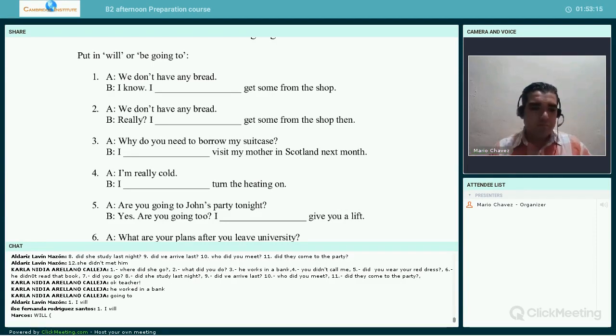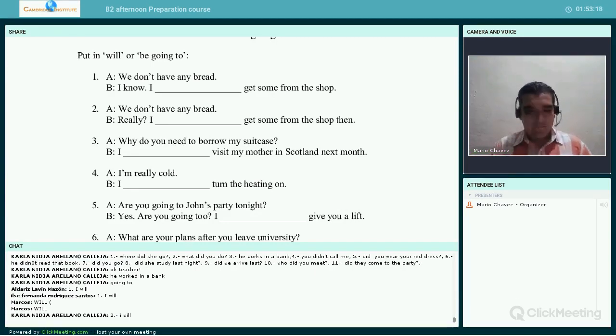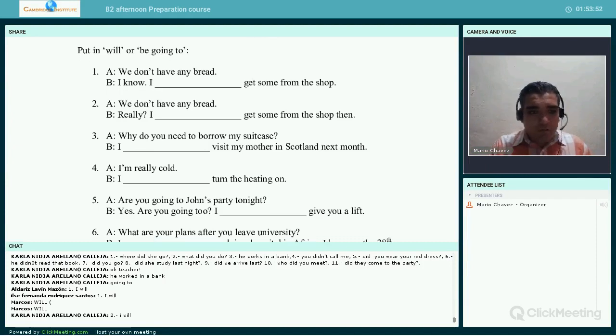We don't have any bread. Going to or will? Yes, it's with will, Marcos. It's with will, Carla. Yes, because it says really. So he didn't know, right? Since he didn't know, he didn't make any decision previously, and he says really. Okay, I will get some from the shop then. Very good.